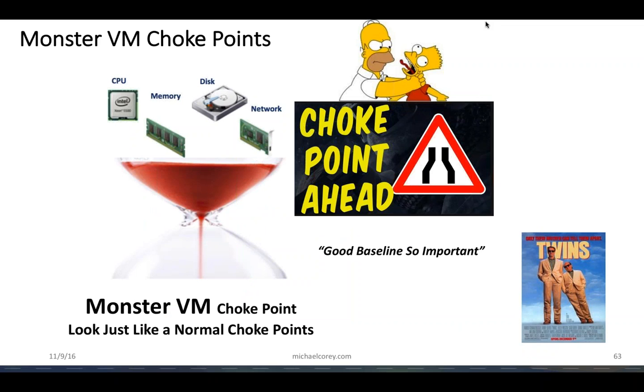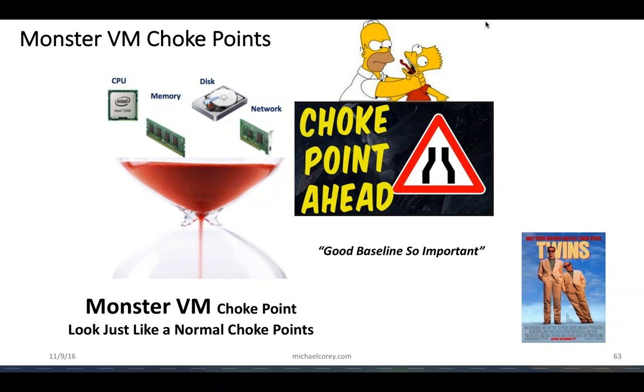So this slide talks about the VM choke points. By the way, these are the same choke points you'd have on Hyper-V. And I use a picture of twins. Why do I have a picture of twins? Because the choke points in the physical world are the same as the choke points in the virtual world. Monster VM choke points look just like normal choke points. CPU, memory, disk, and network. Your problem is going to be in one of those 4 areas.